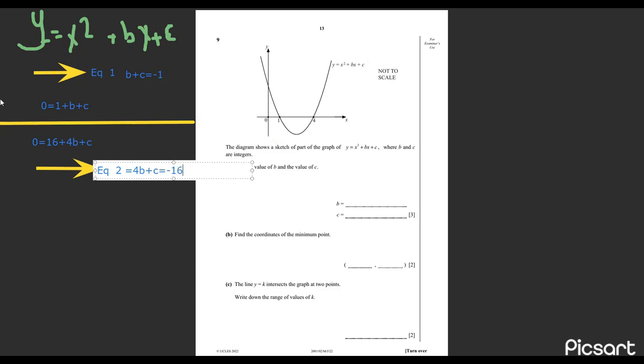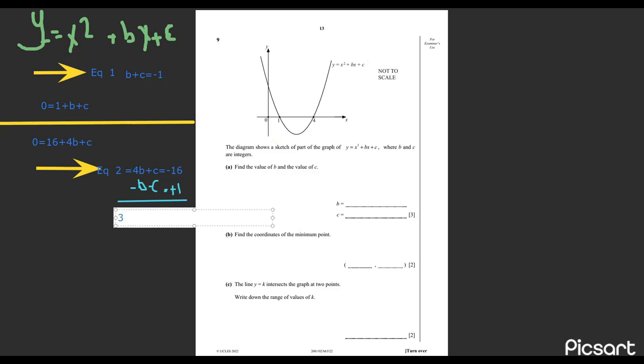Then we're going to make equation 2 minus equation 1. Normal solving here. So we say that is minus b and minus c equals +1. And now we're going to solve it simultaneously. We subtract equation 1 from 2 and get the 4b minus b, so we have 3b equals -15. So the b now equals, dividing by 3, -5.